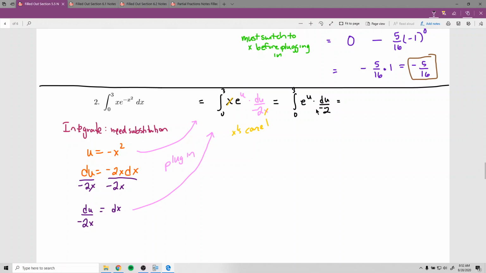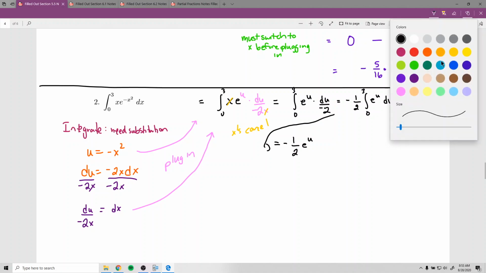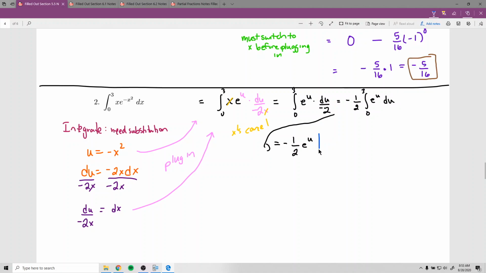Right. Now we can bring out the negative 2. Since it's on the bottom, it's going to be a negative 1/2. And the integral of e to the u du is just itself. So we get negative 1/2 e to the u. And now we have our evaluation bar because we've integrated it from 0 to 3.